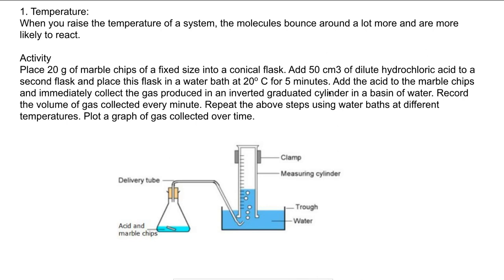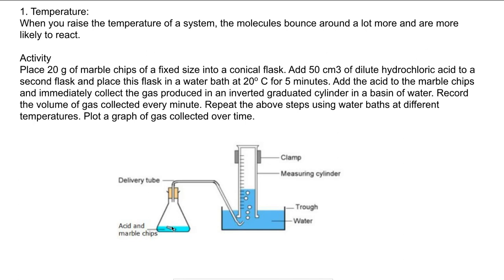So this is making sure that the flask is at the same temperature. Add the acid to the marble chips and immediately collect the gas produced. Okay, so we have the conical flask here with marble chips in, and we're going to add acid into or onto the marble chips. Now, it can be done the other way around. The marble chips could be in, and then you add the acid, or the acid could be in there and you add the marble chips. But immediately we need to collect the gas that's produced.